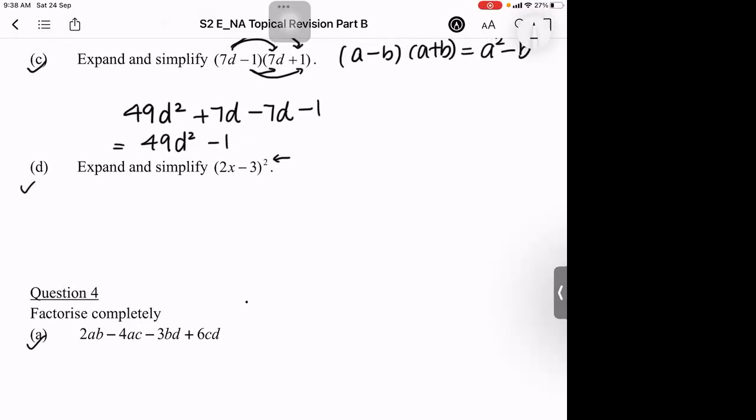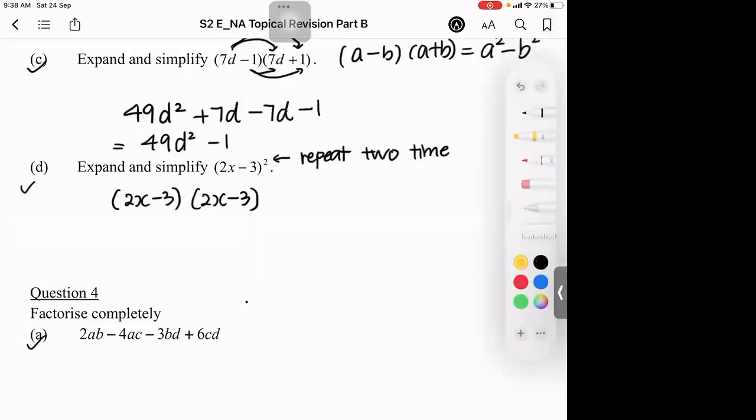Okay. When this one over here is power 2, what does this mean? This means you repeat the whole thing how many times? 2. Yes, thank you. Repeat it 2 times. That means I have 2x minus 3 times 2x minus 3. Don't change the sign. The sign stays the same. Both of them are negative.